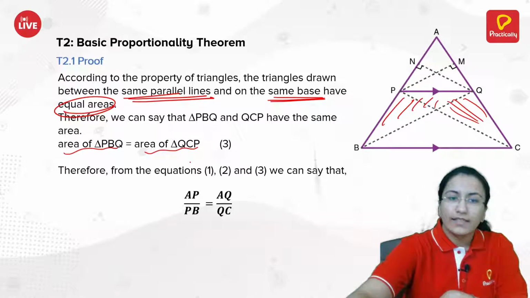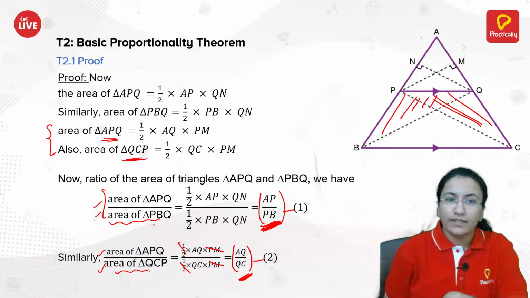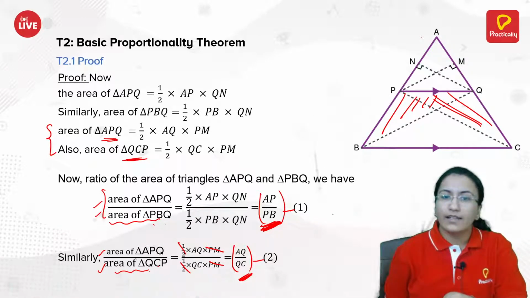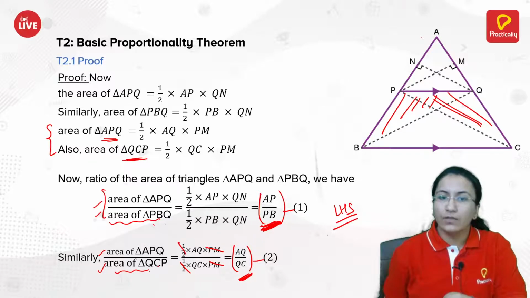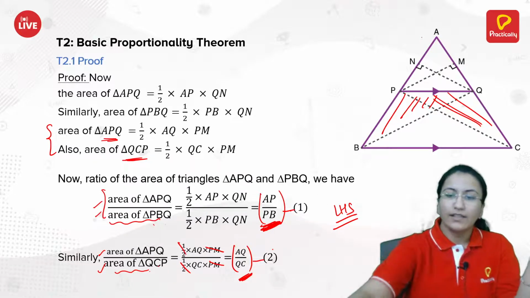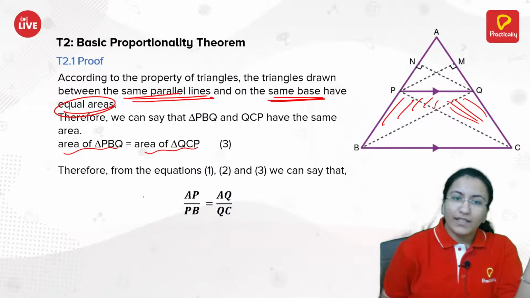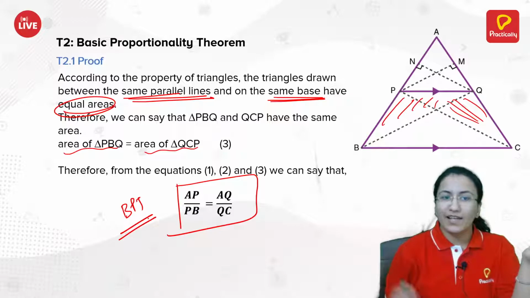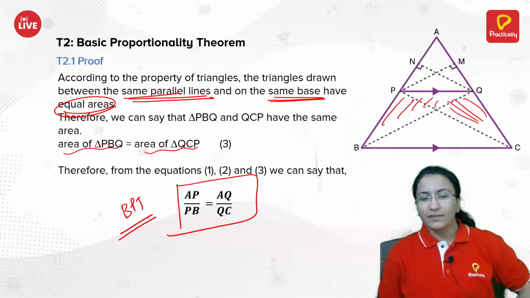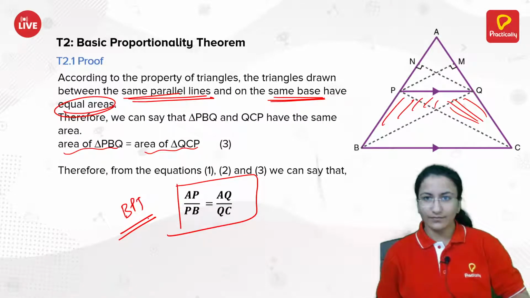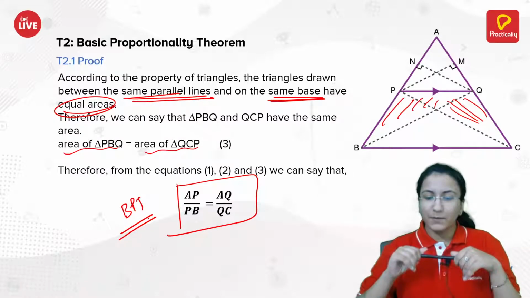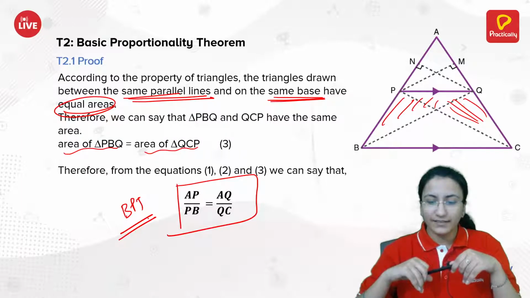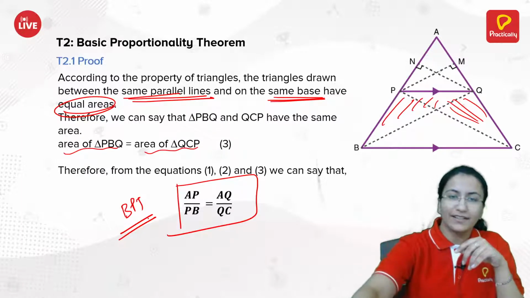So that means the denominators of the LHS are equal. If denominator of LHS is equal, that means LHS of both the quantities are equal. That means RHS would be equal. If RHS are equal, that means you got the result for your BPT, basic proportionality theorem. All of you got the proof. Everyone got the proof? Yeah, you got it. That's great.